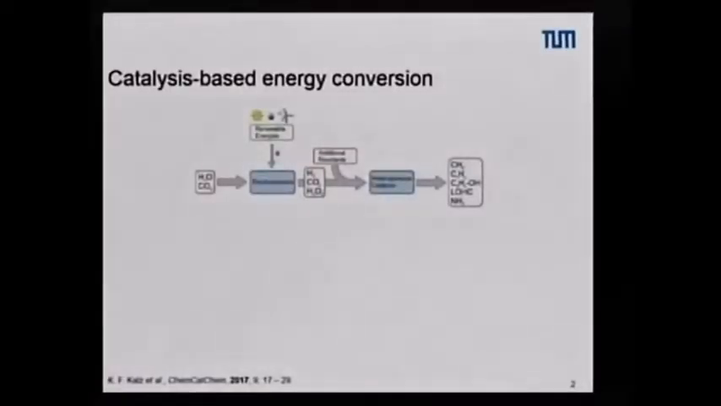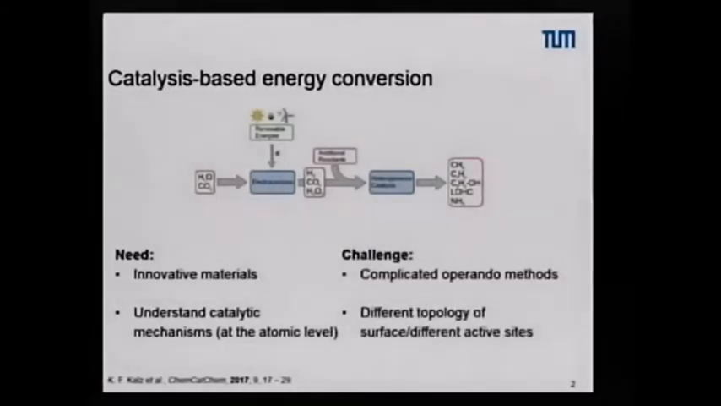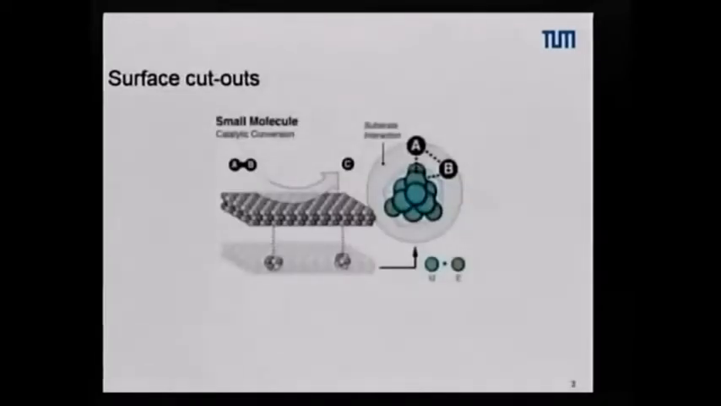And to get these heterogeneous catalysts, we really need innovative materials, but we also have to understand the catalytic mechanism at the atomic level. To do this, we can use operando methods, which are quite challenging, so there's a lot of development on that. But what we do, a new approach, or we try to do it, is to also tackle the different topology of heterogeneous catalysts, which is depicted here very schematically.